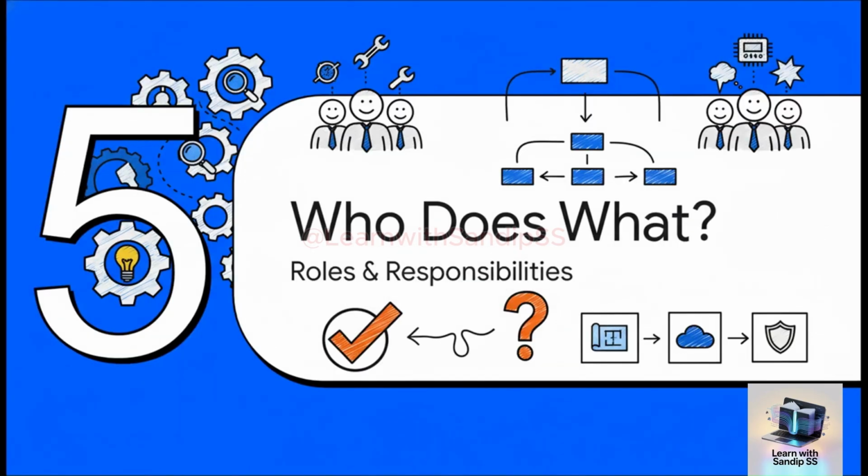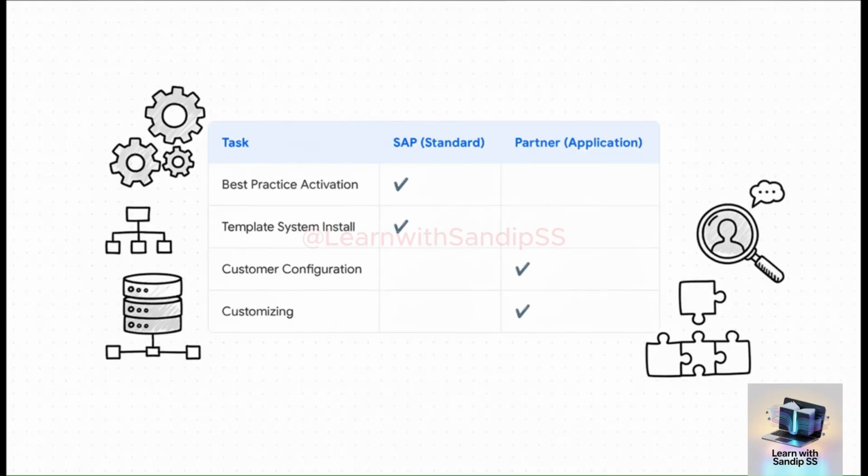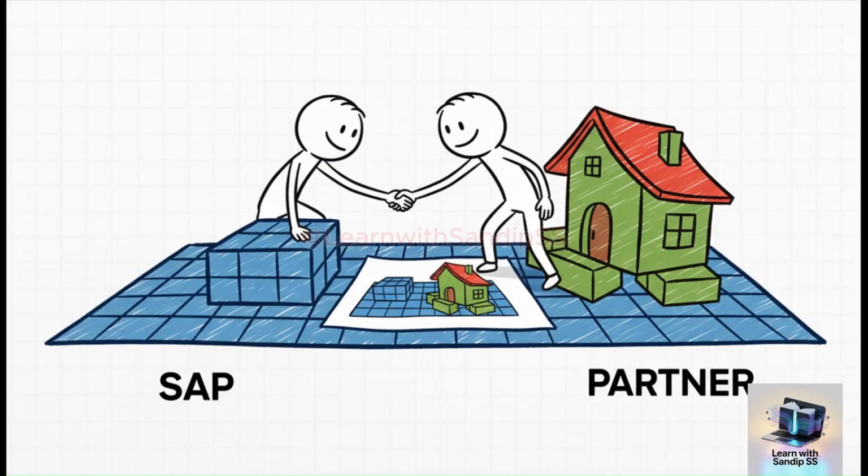Okay, this next part often causes a lot of confusion on new projects, so let's get crystal clear on who is responsible for what. This lays it out perfectly. As part of their standard service, SAP handles that initial technical activation of the best practices you decided on in your workshops. But what about all the detailed customer-specific configuration? What about all the customizing you need to do to meet your unique requirements? Well, that's where your implementation partner comes in. That's their job. So you see, it creates a really clear partnership. SAP lays the technical foundation based on your decisions, and then your partner helps you build your unique business on top of that solid standard base. It's a great division of labor.